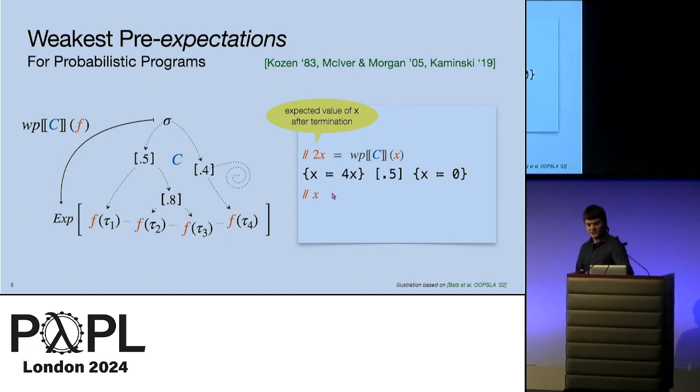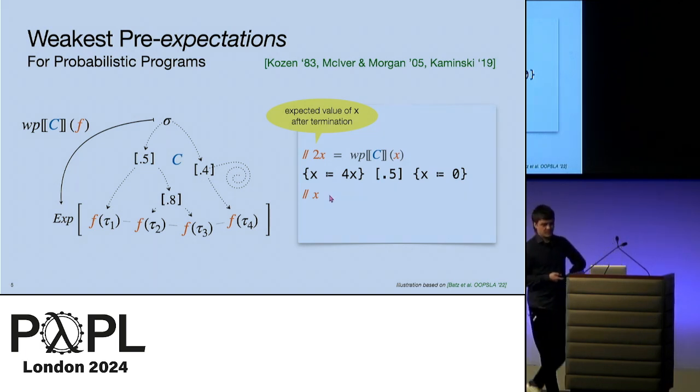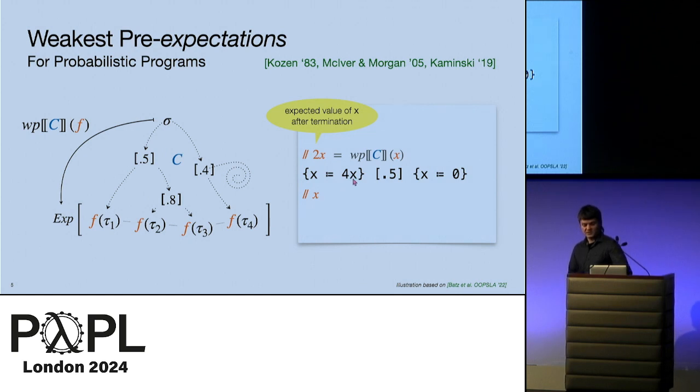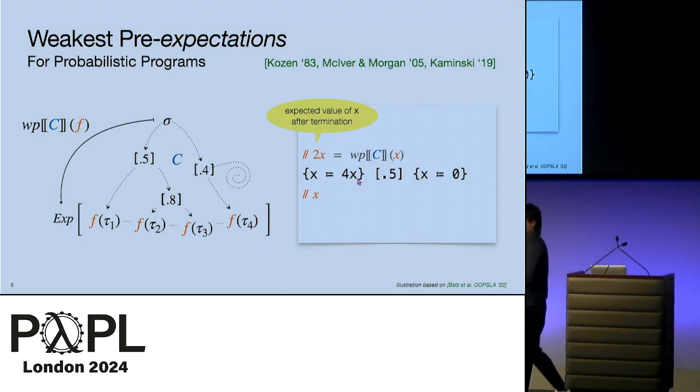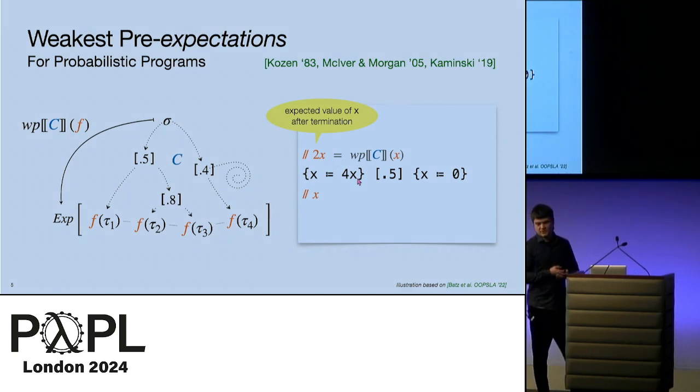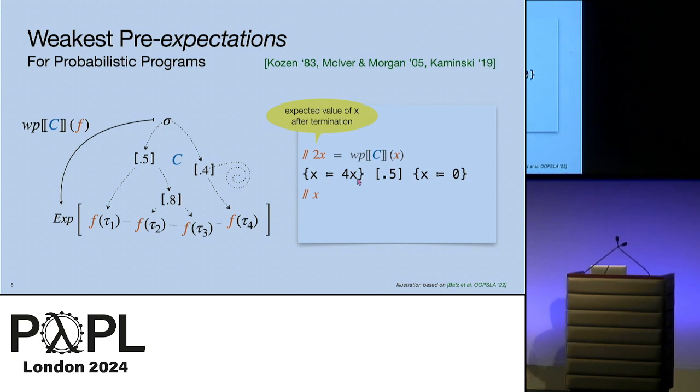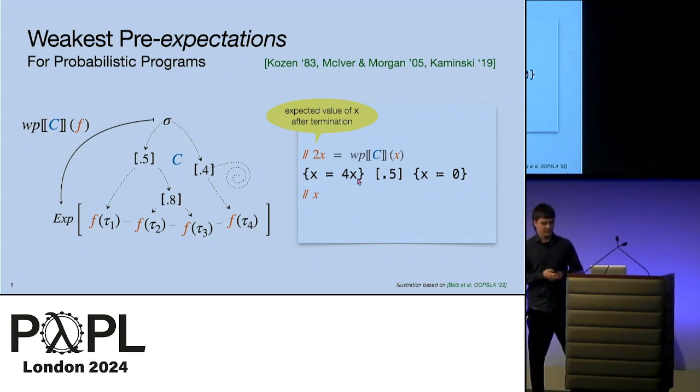So suppose we are interested in the final expected value of x at termination. Well, then, when running this program, we effectively double x on expectation. With probability 1/2, we multiply x by 4. With probability 1/2, we set x to 0. Overall, this just doubles the expected value of x.